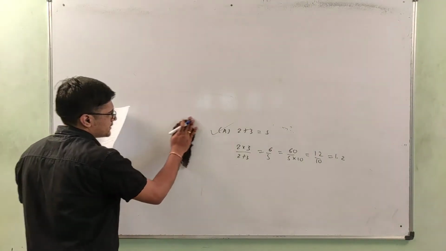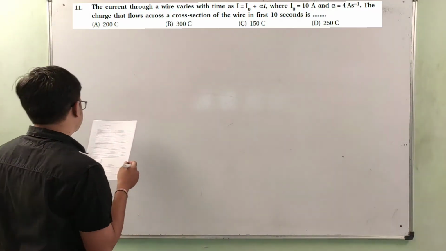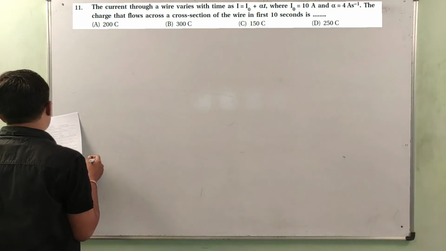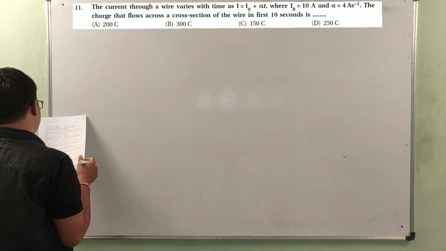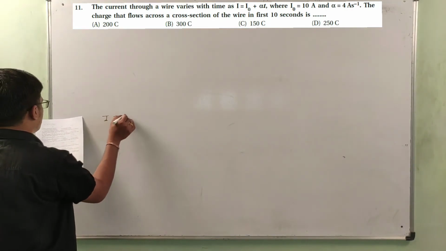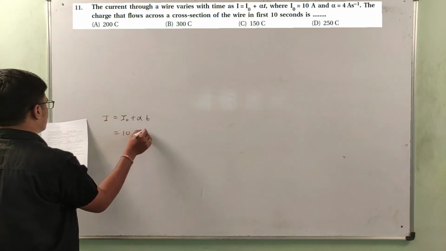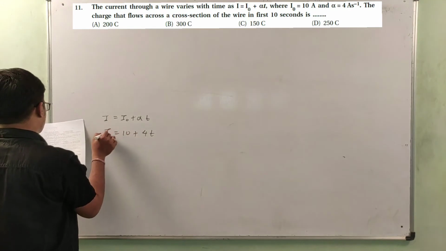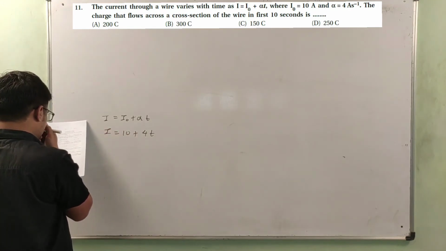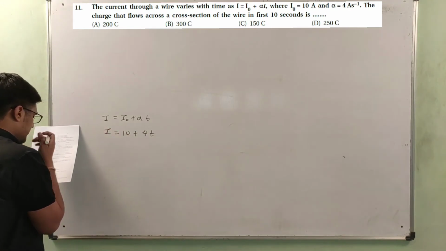That is my mistake in checking option A. Question 11. The current through the wire varies with time: I is equal to I naught plus alpha t, where I naught is equal to 10 and alpha is equal to 4. Find the charge that flows across the cross section of the wire in 10 seconds.